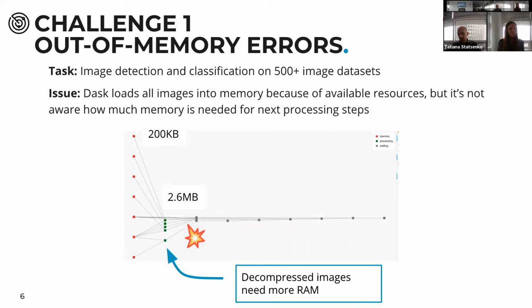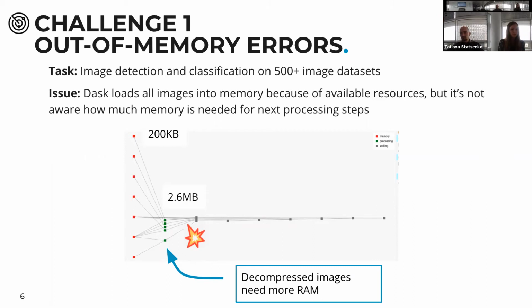Since we create custom graphs starting with loading images, then processing and saving, we noticed upfront that Dask would load all images into memory since the resources are available. But it's not aware how much memory would be needed for the next processing steps, and decompressing an image creates an explosion of 10 times more resources needed. So we would just block all further computation and not proceed any further, because it would just scream that it runs out of memory.